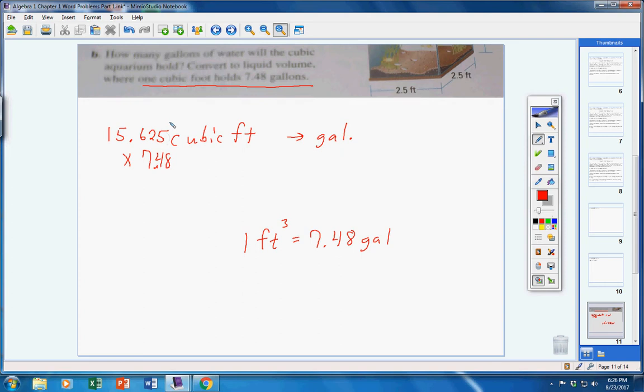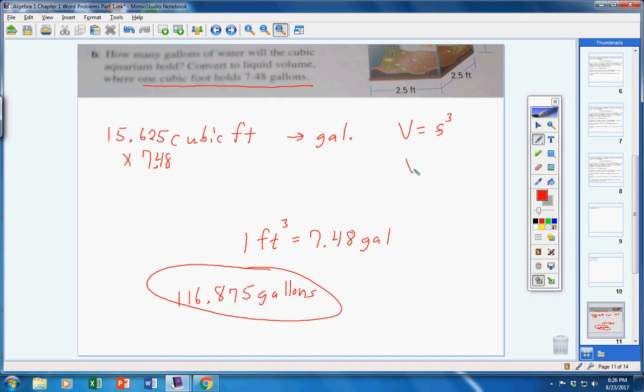And you're going to get 116.875 gallons. And there you go. So, what did we learn here? Well, we're just learning how to take our basic skills that we learned in chapter 1 about substituting a value in, like we had volume equals side cubed. So we made a substitution, 2.5, and then we solved. So we're just learning to take that math where you make a substitution and then solve, and apply it to word problems.